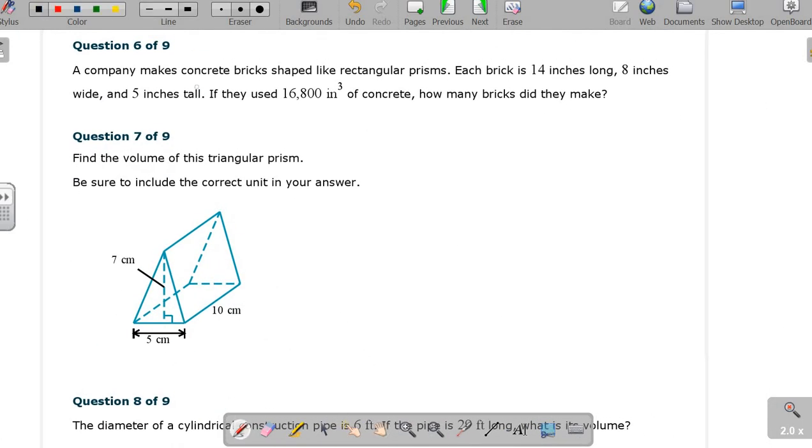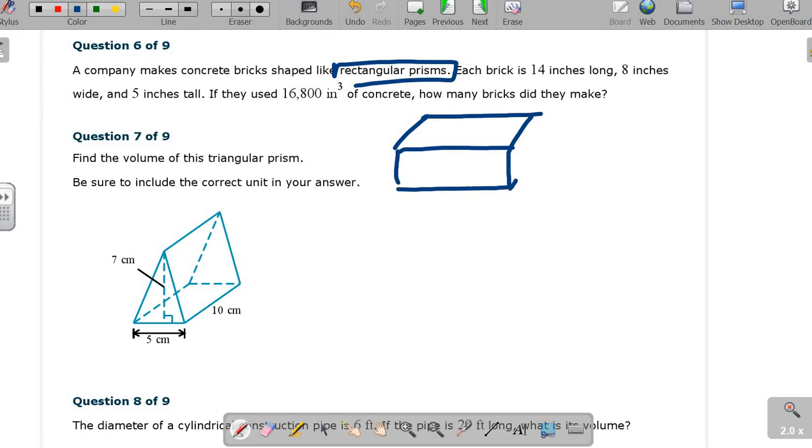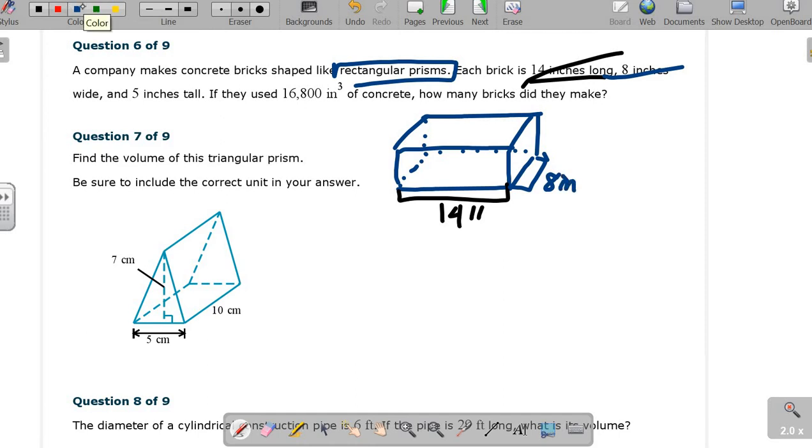A company makes concrete bricks shaped like rectangular prisms. Always take the time to draw this. A rectangular prism means basically like a brick. Each brick is 14 inches long. Cross it out as you account for it. 8 inches wide and 5 inches tall.